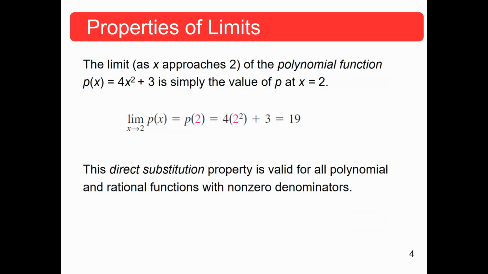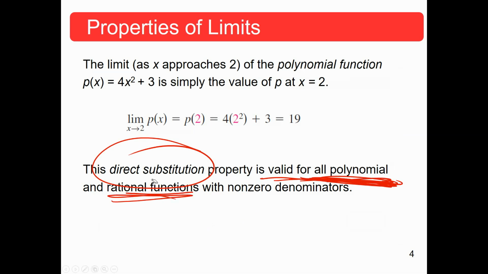Now the limit of a polynomial function, 4x squared plus 3, is just that value when we plug x equals 2 in. 2 squared is 4, 4 times 4 is 16, plus 3 is 19. This is direct substitution, and it is valid for every polynomial, okay? And any rational function that doesn't have a 0 denominator. So from here on out, if we take the limit of something and it's just a polynomial, or a rational function, or a radical, or a quotient, as long as I don't have a zero denominator or a restricted value, then bam, I've got it. Okay, just plug it in.